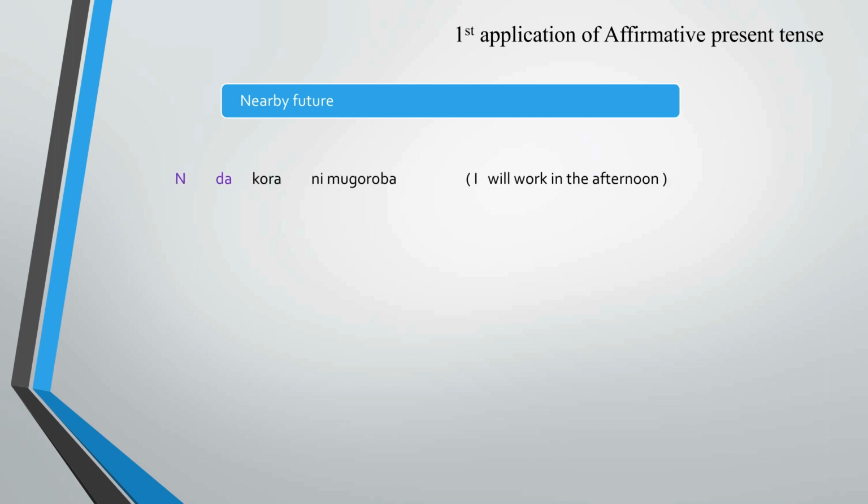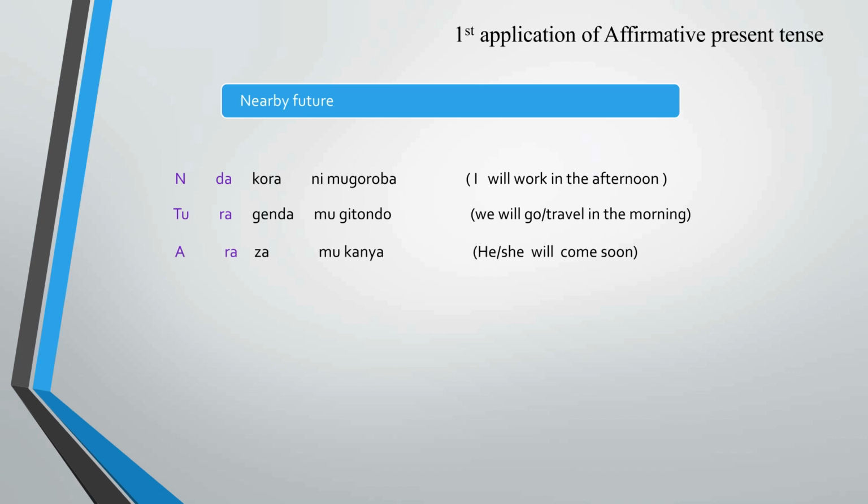For example, ndakora nimugoroba, I will work in the afternoon. Turagenda mu gitondo, we will go or travel in the morning. This is a situation, for example, when you are in the evening talking about something that will happen early in the morning. So you can still use affirmative present tense in Kinyarwanda. Araza mukanya, he or she will come soon. Barahaguruka bwije, they will leave in the evening.